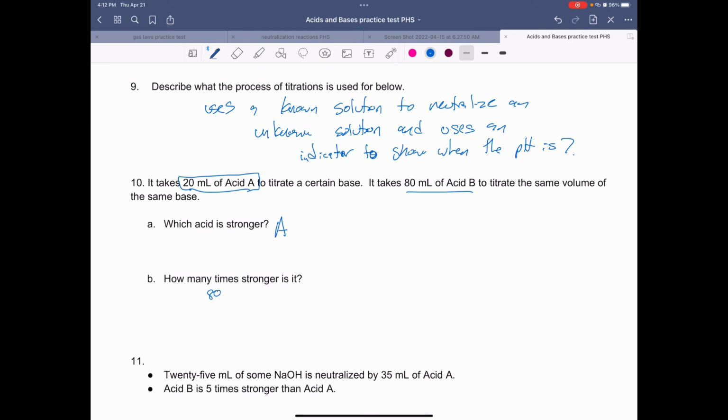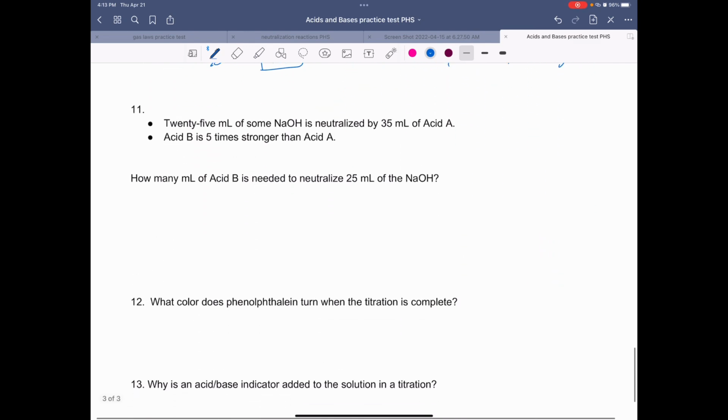How many times stronger is it? Well, 80 over 20 is 4. It's 4 times stronger, right? If it takes 1/4 the amount, it's 4 times stronger. All right, so that's how you want to think about those.